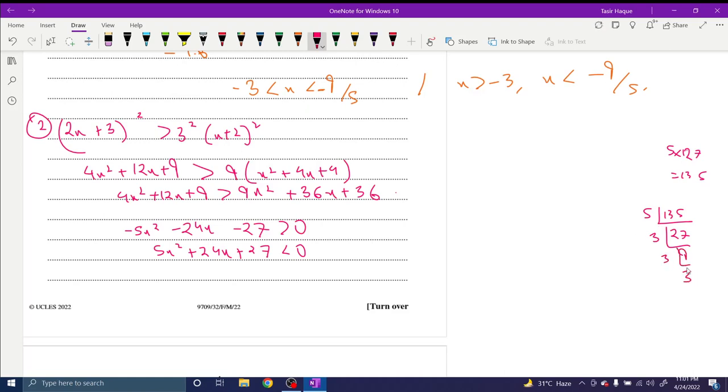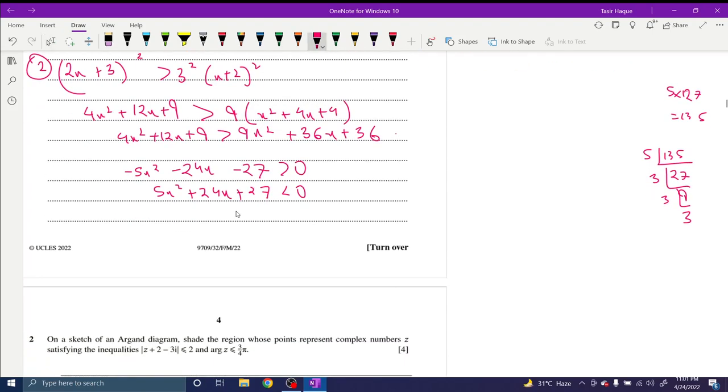So we need 24 if we add it up. How? It's probably going to be 15 and 9. I'm guessing it's going to be 15 and 9. So it's 5x squared plus 15x plus 9x plus 27 is less than 0.